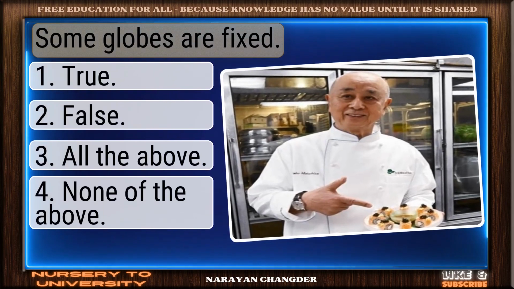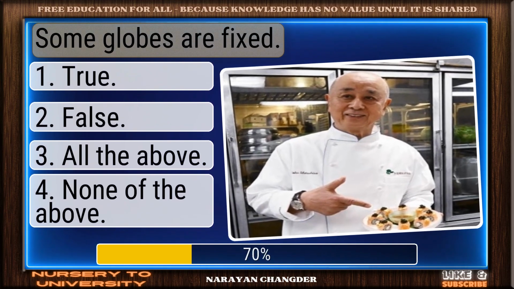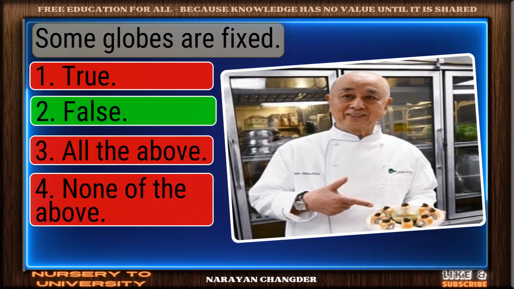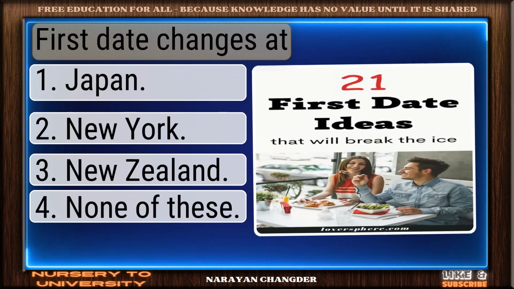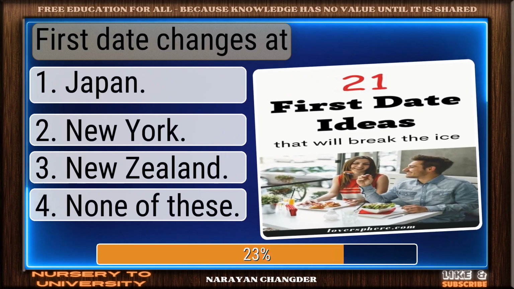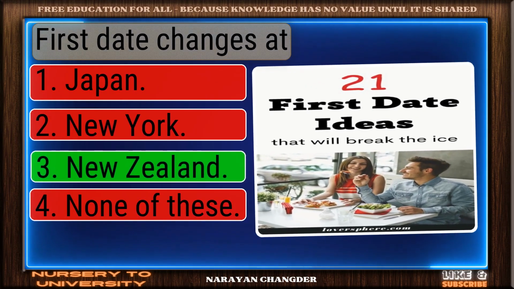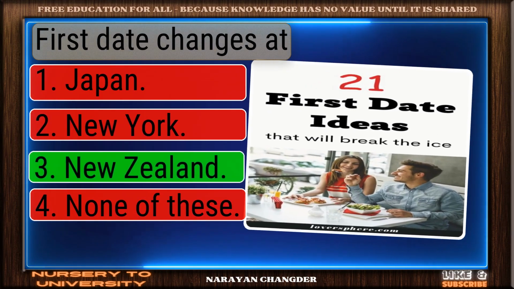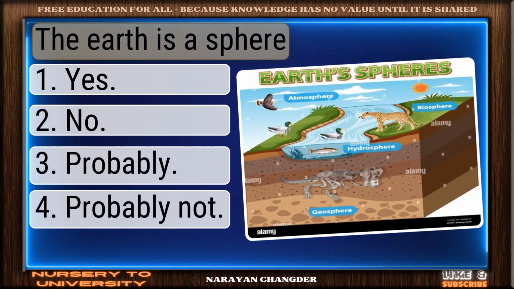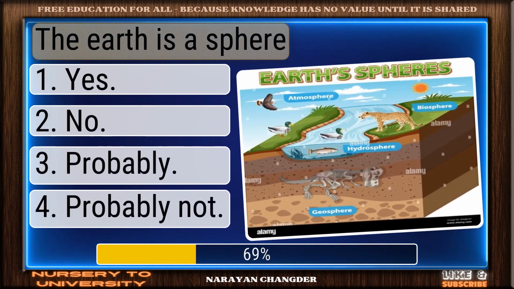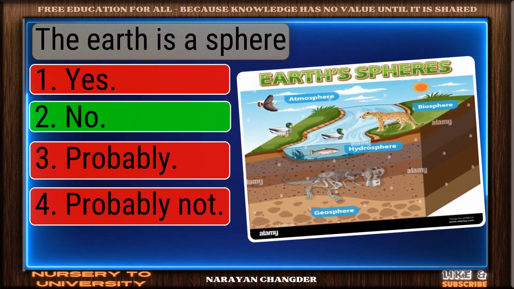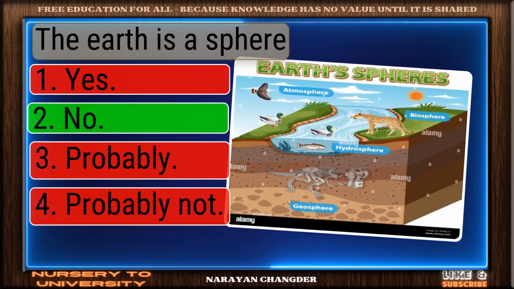Some globes are fixed. Valid point. False is true. First date changes at. Sharp thinking. New Zealand is the right choice. The Earth is a sphere. Right again. No is a valid answer.